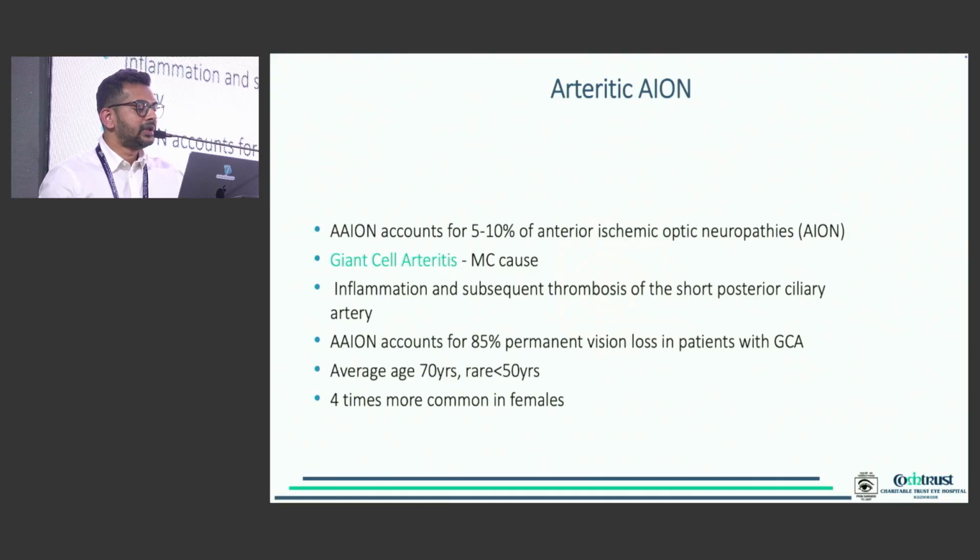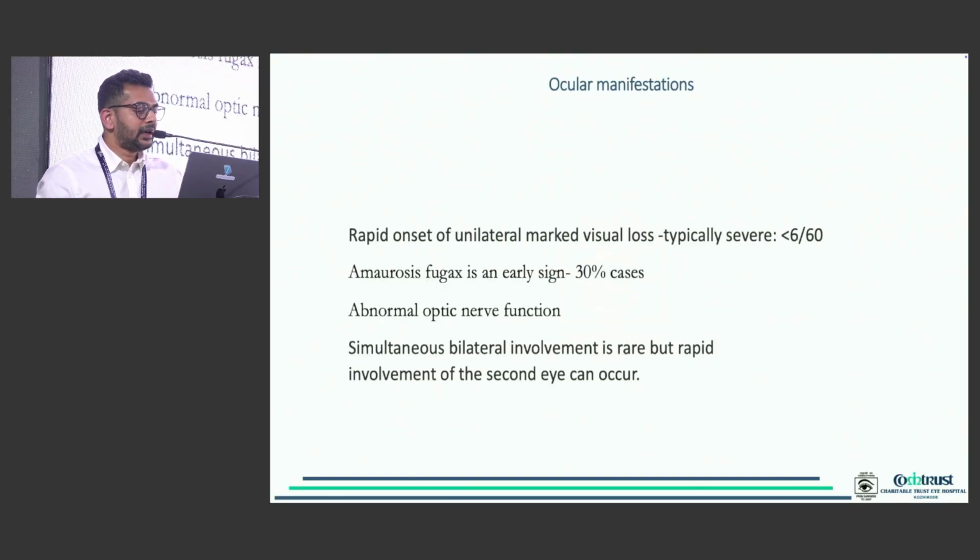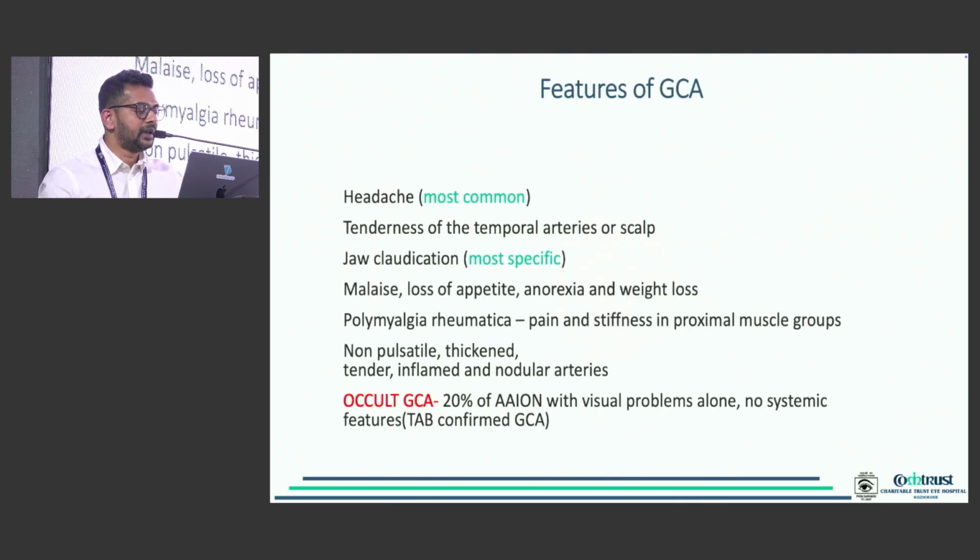In arteritic AON, giant cell arteritis is the most common cause. Other rarer causes are vasculitides such as SLE. It's more common in the elderly, and marked visual loss and amaurosis fugax are other presenting features. The most common systemic feature of GCA is headache, but the most specific one is jaw claudication. Other features are tenderness of the temporal arteries and the scalp.